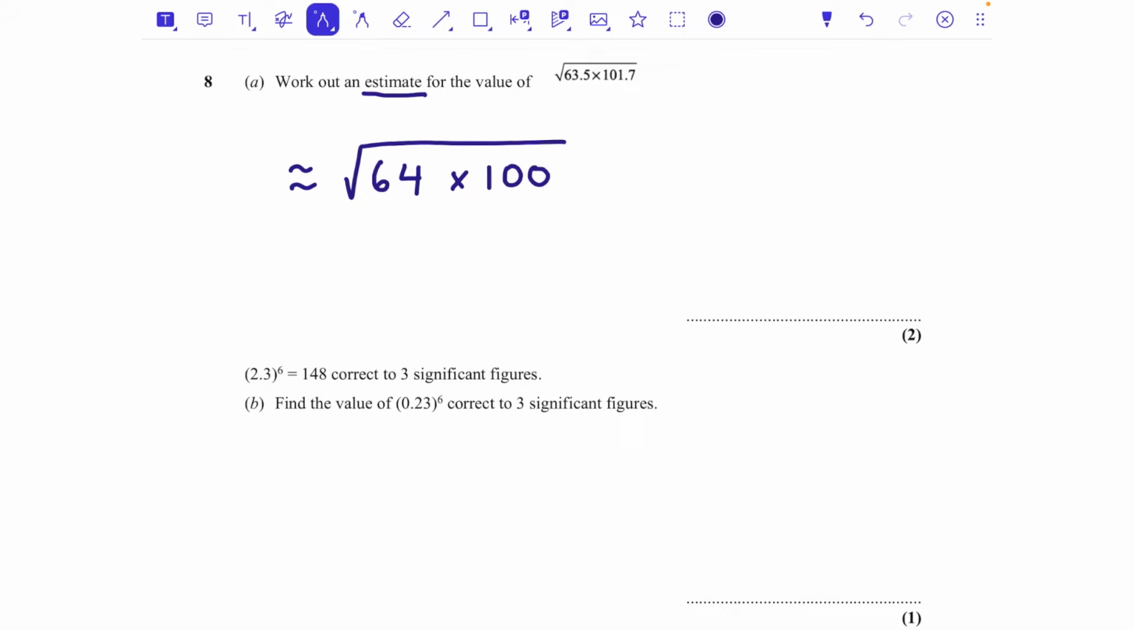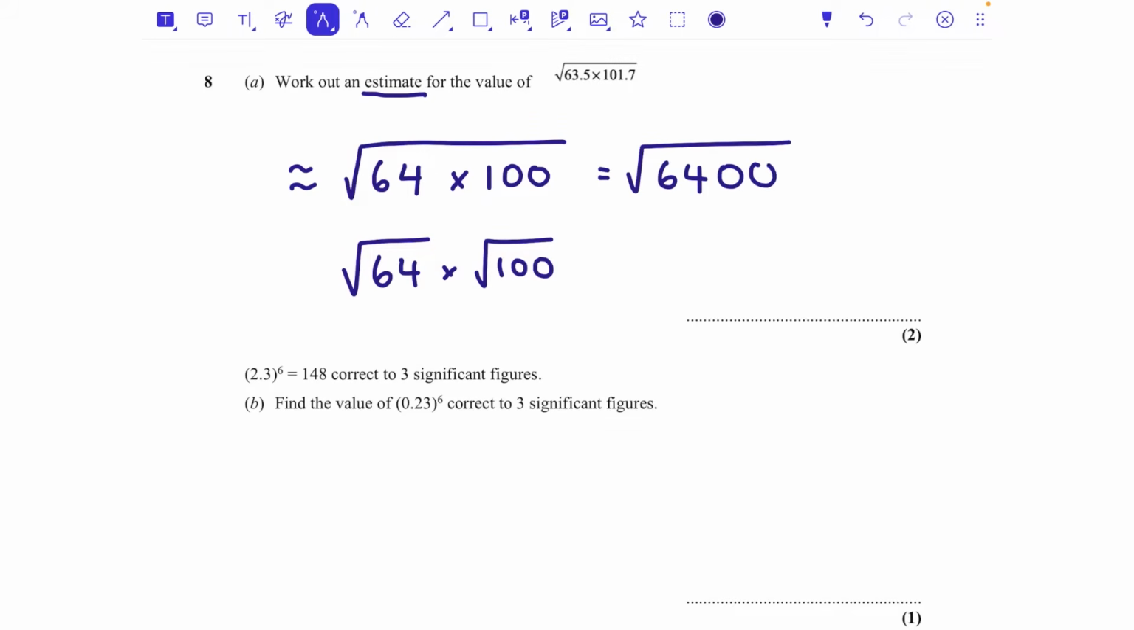Now, because this is multiplying, you can split it up and say that this is the same as the square root of 64 times the square root of 100, so that works. Or you could just carry it through and say that this is 6,400, and square root that. Either way, you're going to get 8 times 10, so 80. So either way, my answer would be 80.